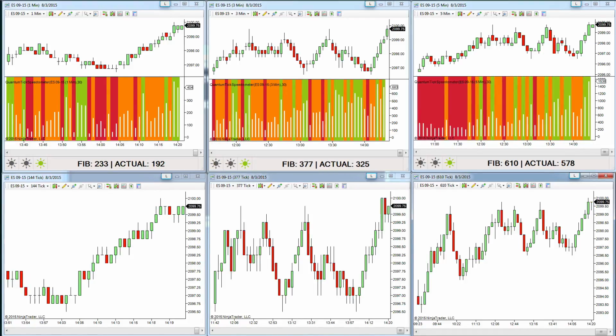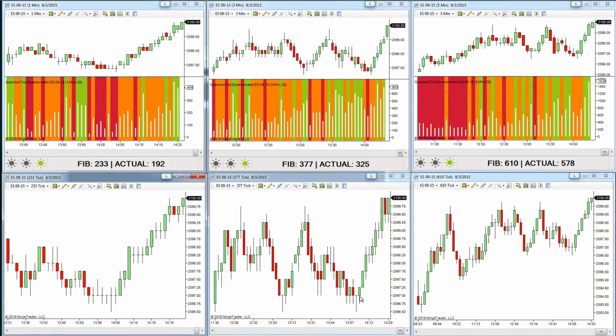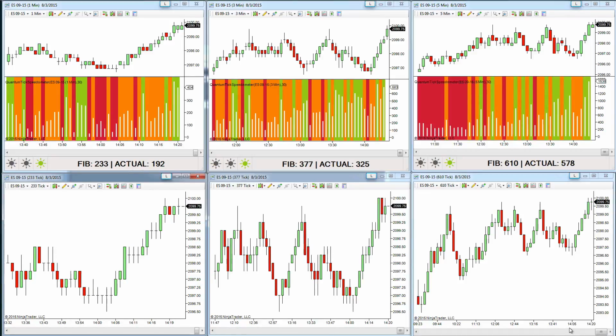You can see there on the left that already on the 1 minute ES, we've got to change that. We're now ticking that up. We're going to change that to 233. There we go. So we're now running on 233 tick on the 1 minute. We're on 377 on the 3 minute. And we're on 610 on the 5 minute alongside.